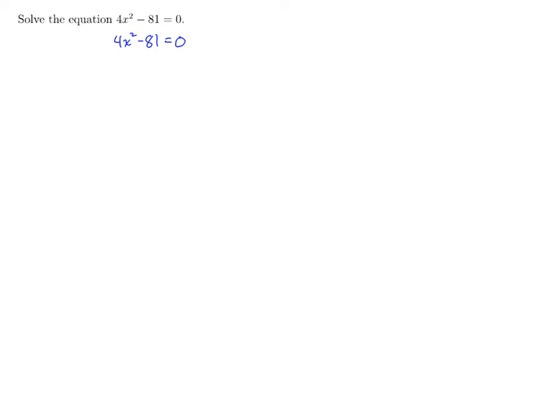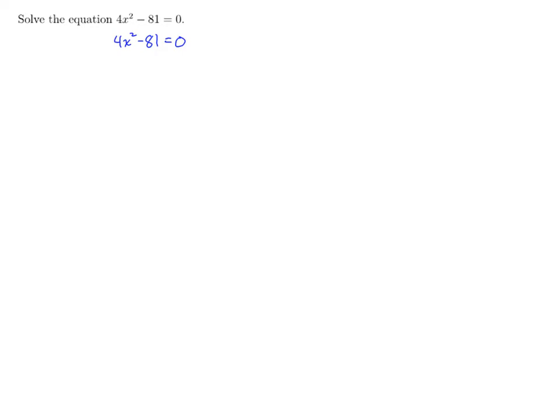So to factor 4x squared minus 81, we want to note that this is a binomial. So with binomials, we have very limited options as to how we can factor that. Looking at 4x squared and negative 81, they do not have a greatest common factor. So we're going to look for other techniques. 4x squared and 81 are both perfect squares.